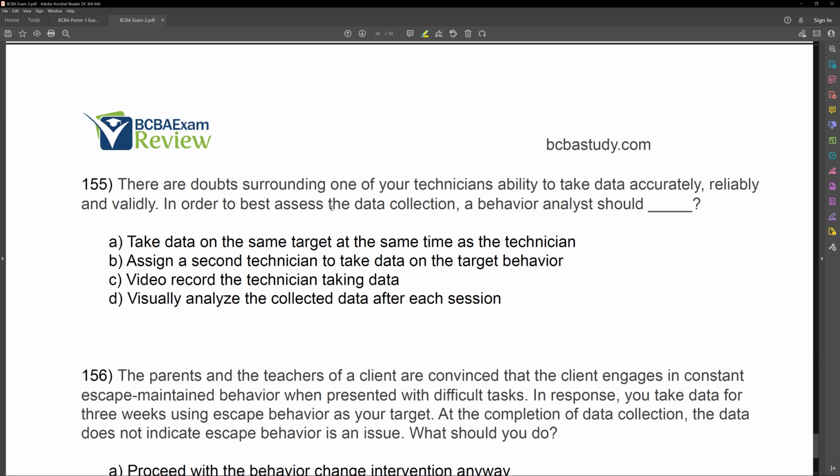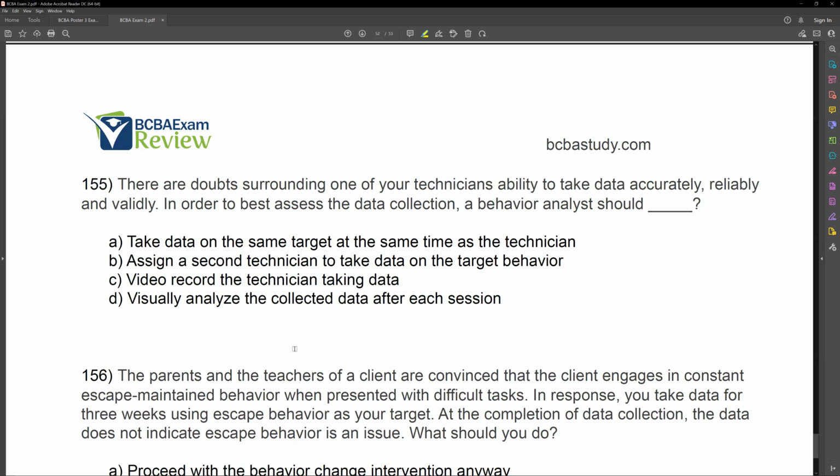B, assign a second technician to take data on the target behavior. You could do that. That's one way to take this IOA data. But wouldn't it be better for you to take the data yourself? Yes. A is just stronger than B. C, video record the technician taking data. Okay, but you're not taking data, right? So we really want to compare our data to their data. And then D, visually analyze the collected data after session. Again, fine. B, C, and D are fine.